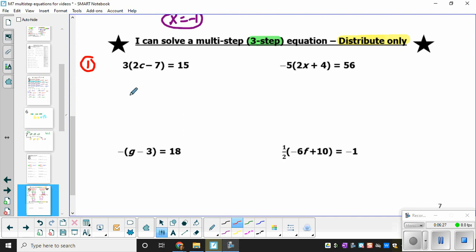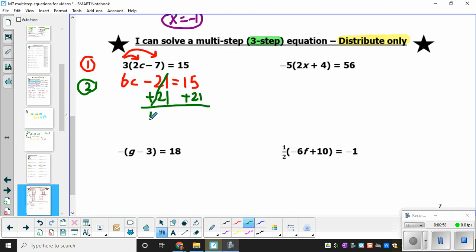Okay, so our first step here in red, we're going to distribute. We've got 3 sets of 2c minus 7. So 3 sets of 2c is going to be 6c, and 3 sets of this negative 7 is going to be minus 21. All right, now we're ready for our second step here in green to get rid of the constant. Since the constant here is a negative 21, we're going to add 21 to both sides to cancel it out.